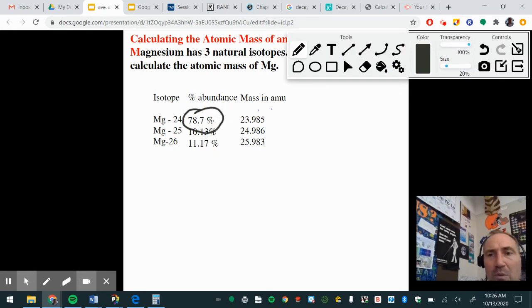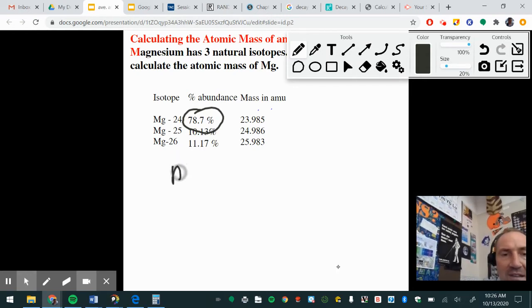So that one should have the most weight. When we find the average atomic mass, you're going to find it's closer to 24 because that one is weighted the heaviest. To do this, you take the mass of each isotope times the percent and then add them up.